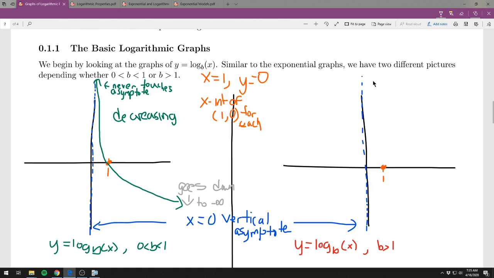Now with b bigger than 1, the difference is it is an increasing graph. It's pretty much going to look like this graph flipped over the x-axis. It looks something like this. This one is increasing. Down here towards the asymptote, once again, it never touches it. It goes down to negative infinity, never touches the asymptote. And over here, it's increasing. It looks like it's going to flatten out, but it also goes up to infinity.